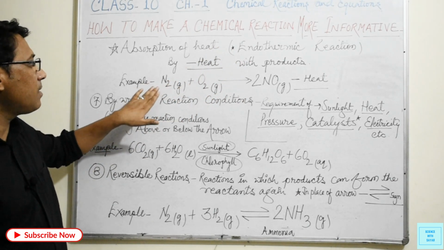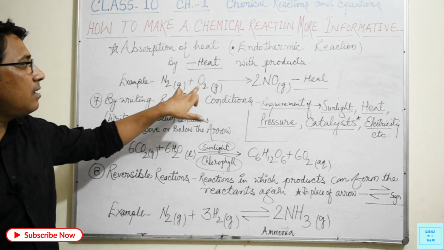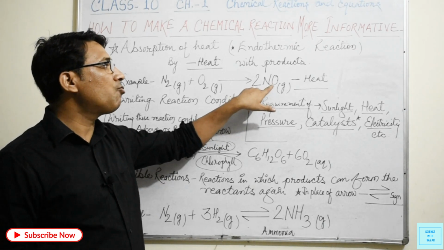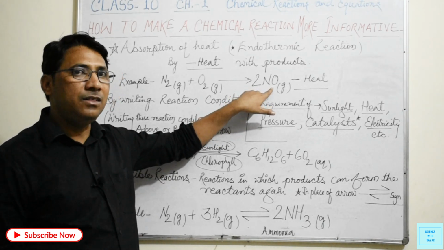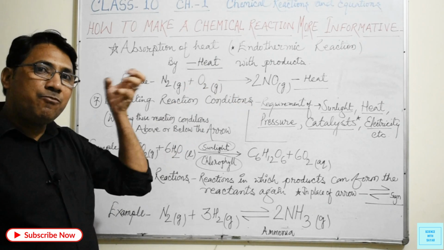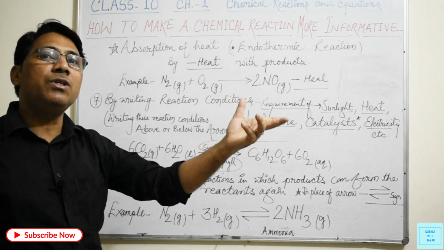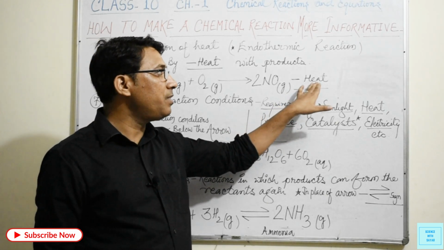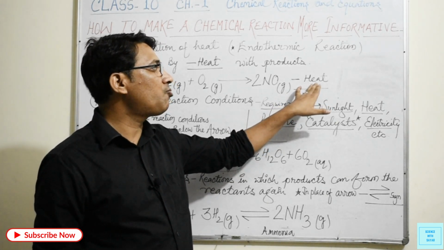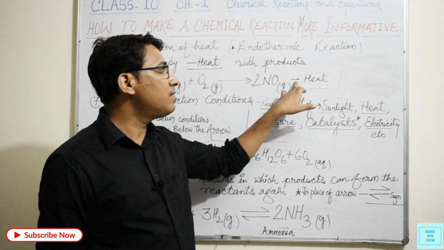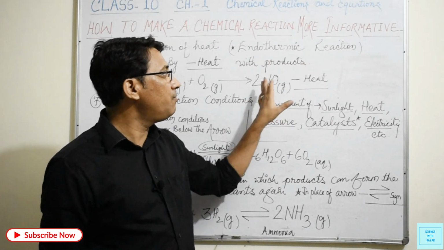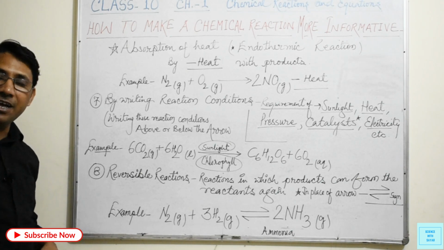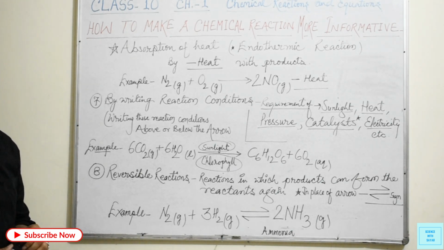For example, nitrogen gas and oxygen gas react with each other and form nitrogen monoxide. In this reaction, heat is absorbed; heat is given to the reactants to complete the reaction. So absorption of heat is shown as minus heat. It is written with the product. This shows that heat is taken in or absorbed.